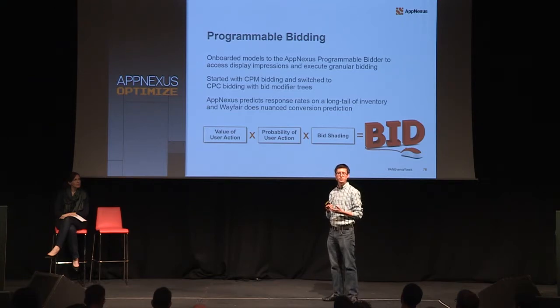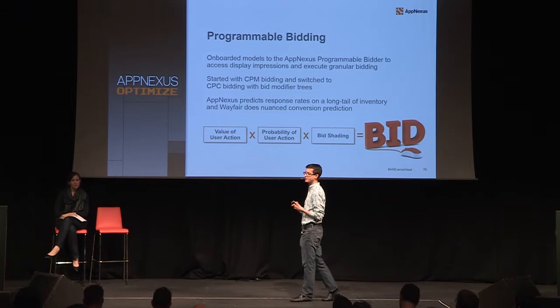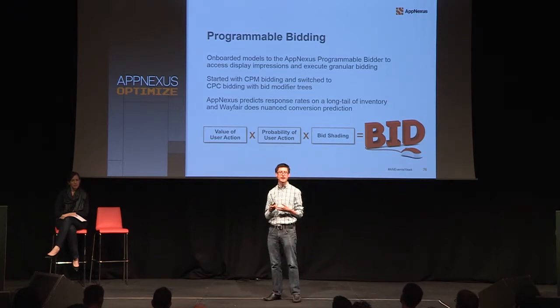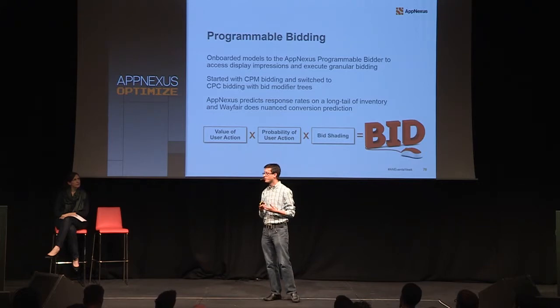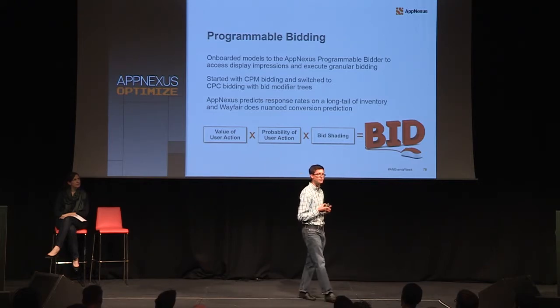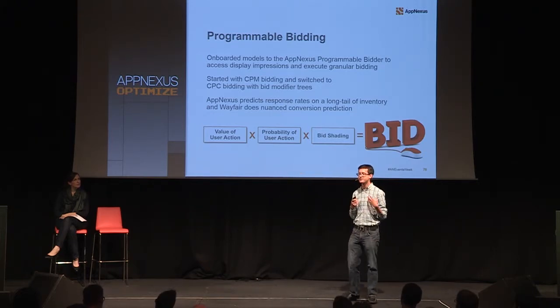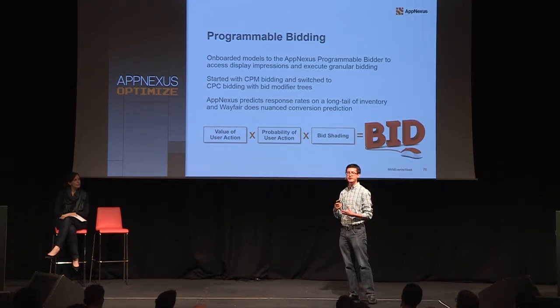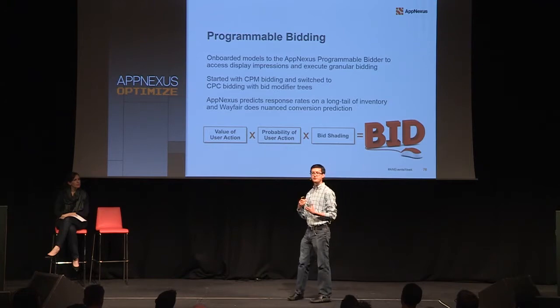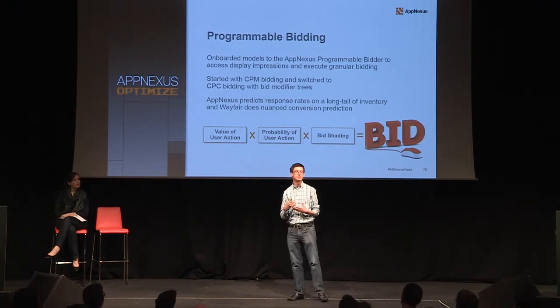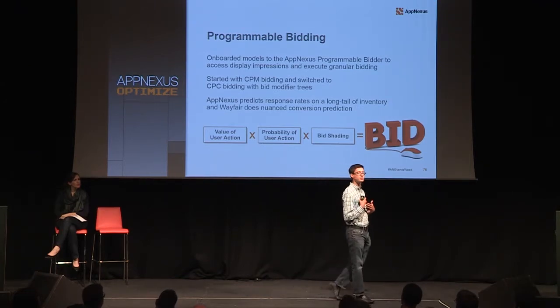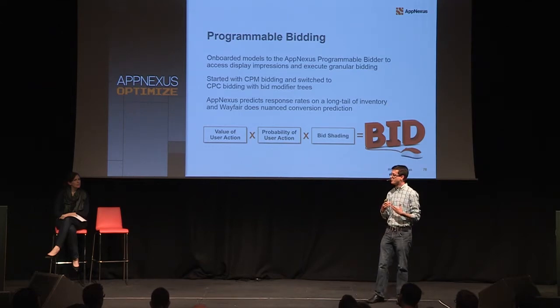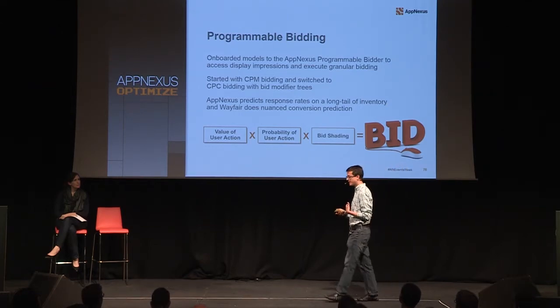And so what we ended up doing was we switched from CPM bidding to CPC bidding with a bid modifier tree. And that was kind of the best of both worlds because it allowed AppNexus to predict response rates on ads, something that AppNexus has tons of experience with and is very, very strong at, and let us focus on predicting the value of different audiences at a really granular level, which is something that our team is incredibly good at as well. And then we merged those two together to come up with a bid.